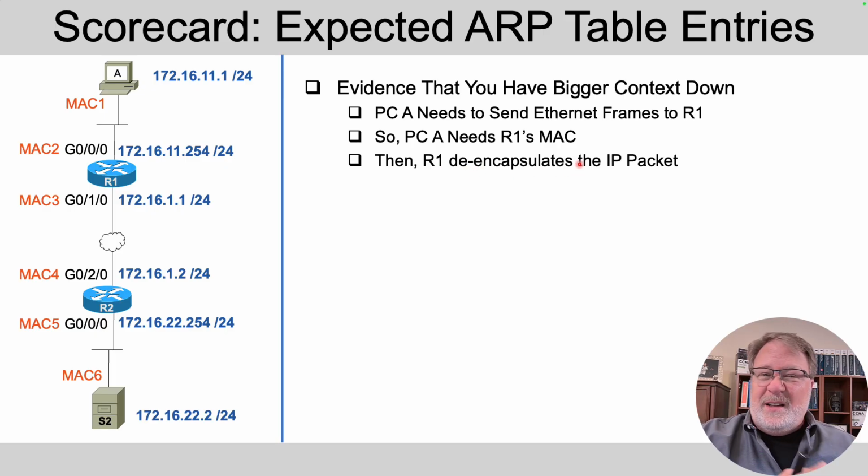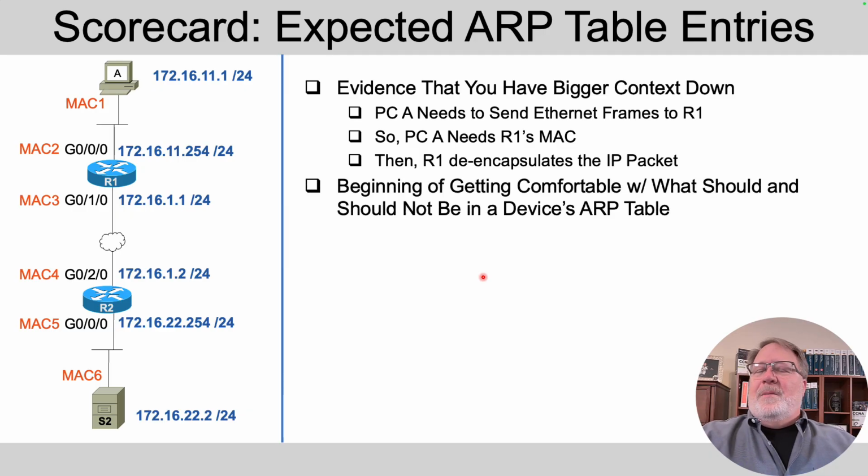IP packet. Now, all of that gets back to routing, right? And I'm not talking about routing in this particular interview review, but that's the bigger, broader context, right? So I'd be listening out for those things as well here. But I would want you to be getting comfortable, to show that you've become somewhat comfortable with what should and should not be in that device's ARP table. Like that A does not need an ARP table entry for S2.